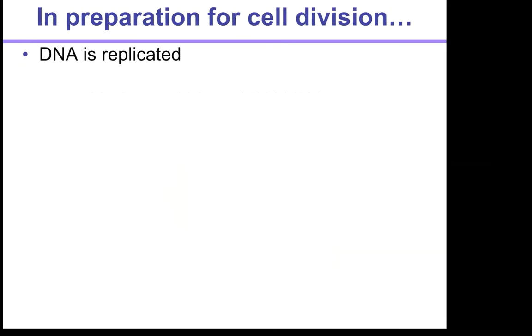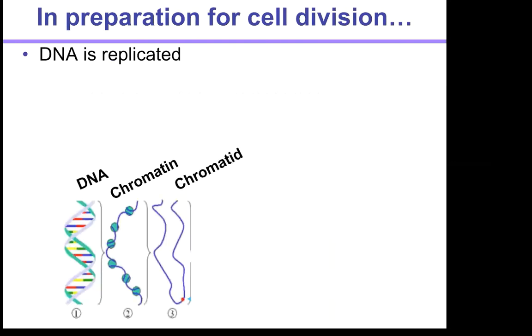Okay, so when we think about this whole process, before we can go through cell division, the first thing we need to do is replicate our DNA. And when we replicate our DNA, we go through a variety of different stages. This is the wonderful thing about mitosis and meiosis: DNA is called something different depending upon what state of compaction it is in.